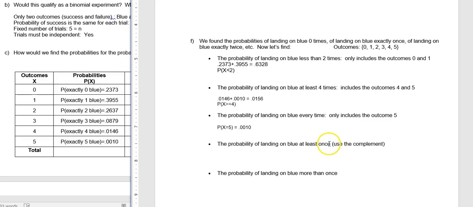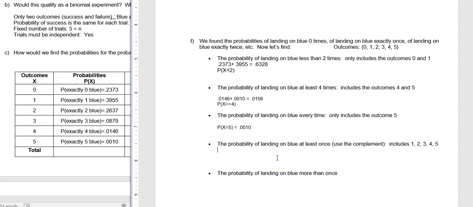Here's another one with at least. The probability of landing on blue at least once. This would include the outcomes 1, 2, 3, 4, and 5. At least once means we're including the 1, and we're also including anything greater than that. So this includes everything except for the 0. The reason this says use the complement is that if we were calculating all these from scratch, if we didn't have these already, it'd be a lot easier to just calculate the 0 and subtract that from 1. 0 would be the complement of at least 1.